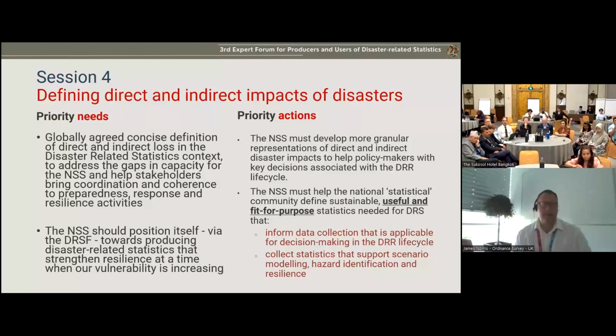Finally, we talked through the fact that there is a need for more granular detail, that the detail needs to be useful and fit for purpose, and that collectively as a community we need to have trust in that data and make sure it is used for modeling, hazard identification, and resilience. Hopefully I haven't overrun that 2 minutes, and thank you for the extra minute or two. Handing back to you. Thank you all for your time in the session yesterday.